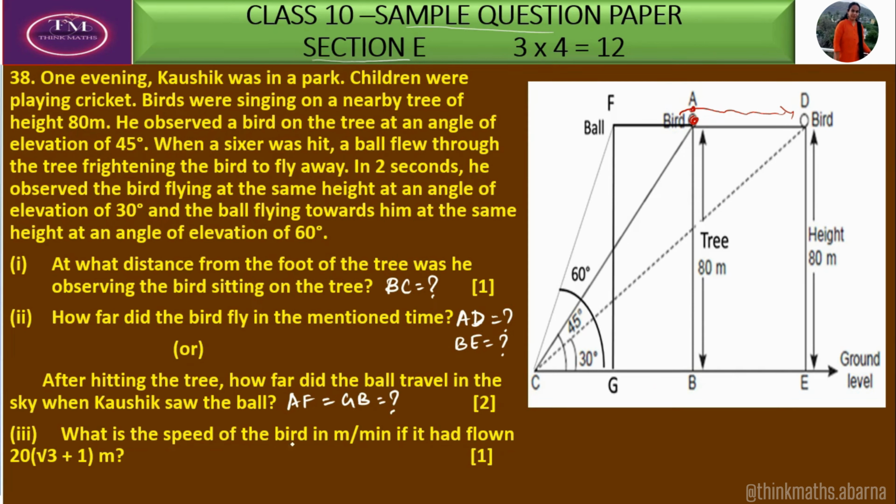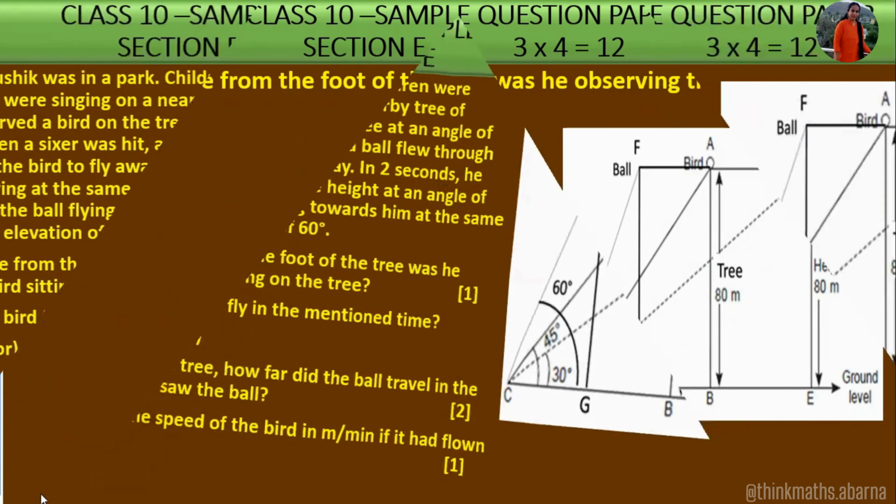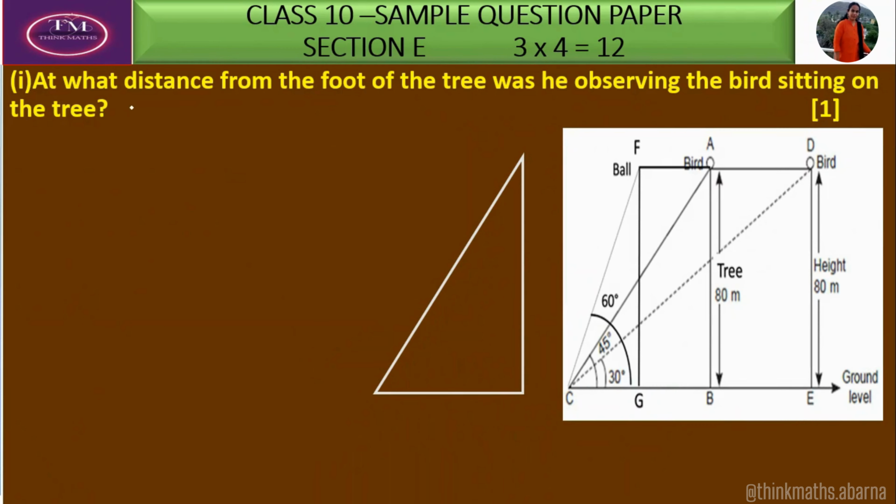Next, what is the speed of the bird in meter per minute? So they gave in seconds. We have to convert it to minutes and find out the answer. So this is the concept. So I hope you can understand this. So let us move on to the solution in the next page. So for the first question, at what distance from the foot of the tree? So which is the foot of the tree? Here B is the foot of the tree.